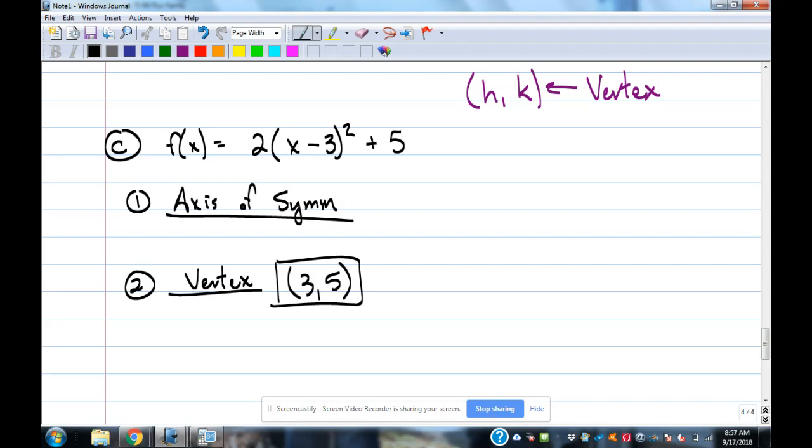Because we got the vertex, we now know that the axis of symmetry matches which part of that? The x value. Because axis of symmetry is x equals 3. We got 2 of the 5 things we're looking for without doing anything.